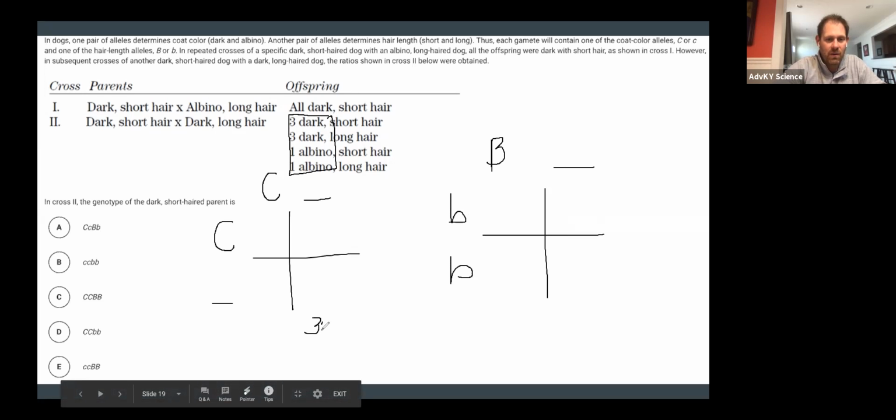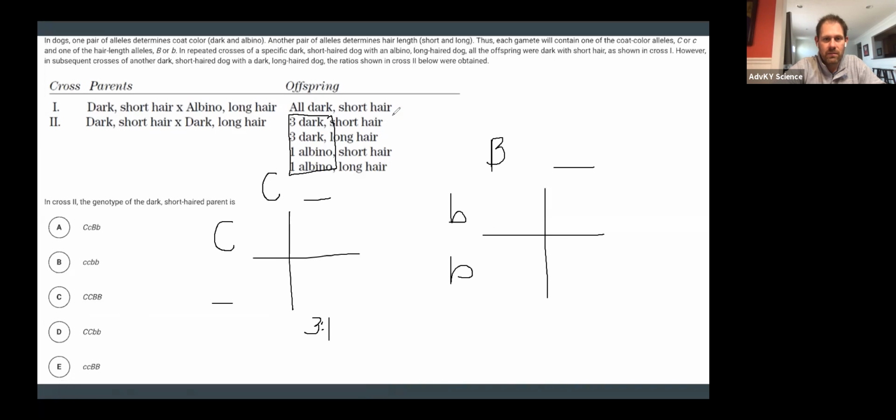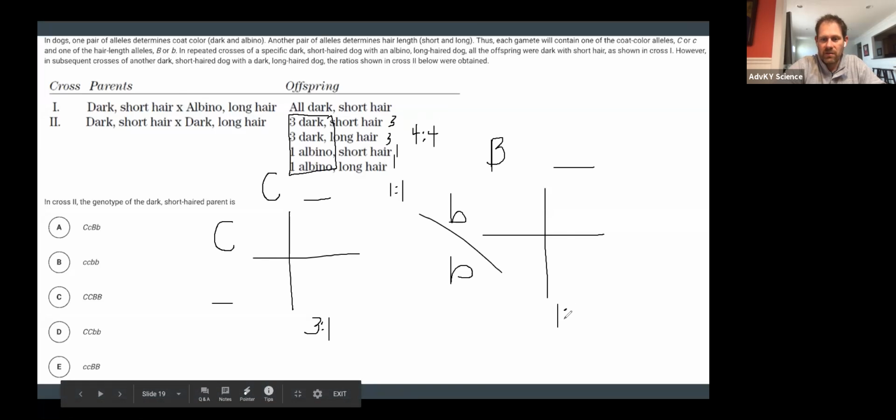So I should know how I get a 3:1 ratio based on two parents. All right, if I come over here, there are 3 shorts and 1 short, so that's 4 total shorts. And then there are 3 longs here and 1 long, so that would be a 4:4 ratio. Or I could simplify that into a 1:1. So over here, I need something that gives me a 1:1 ratio, okay?